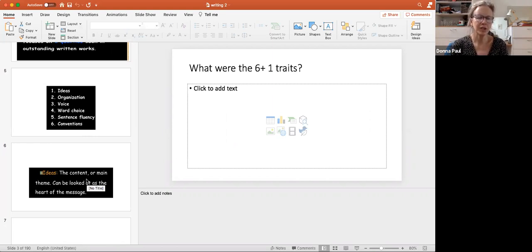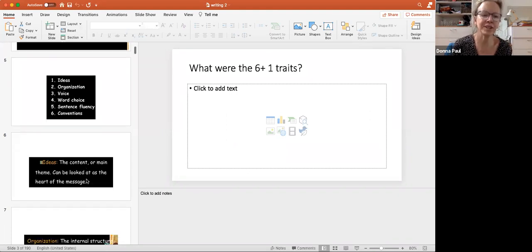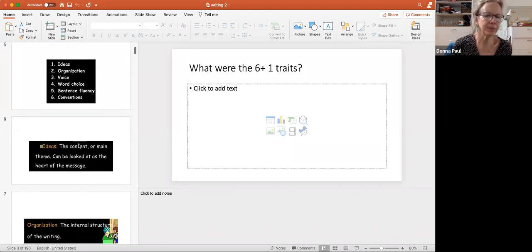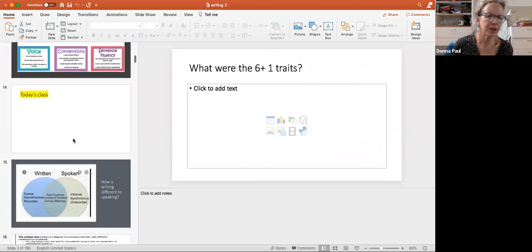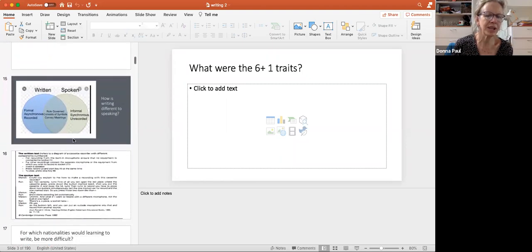conventions of what we as teachers have to get into the mind of students so they can write something correctly. And presentation is the +1. And then in today's class, we're looking again at the difference between speaking and writing.